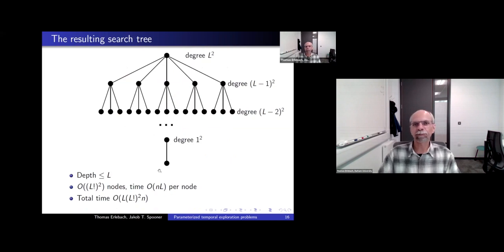And that search tree would basically at the root have L squared choices for the largest component visited by opt, (L minus 1) squared choices for the possible next largest component, (L minus 2) squared choices for the next largest, and so on. So this search tree would have depth L. The number of nodes in that search tree would be (L factorial) squared, and we would spend nL time per node. So the total running time is L times (L factorial) squared. That's the FPT algorithm for parameter L.